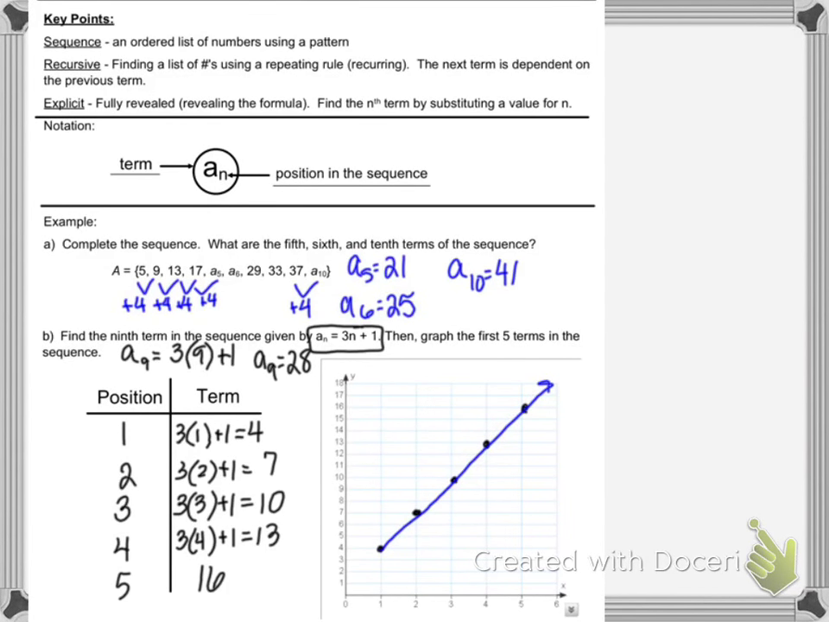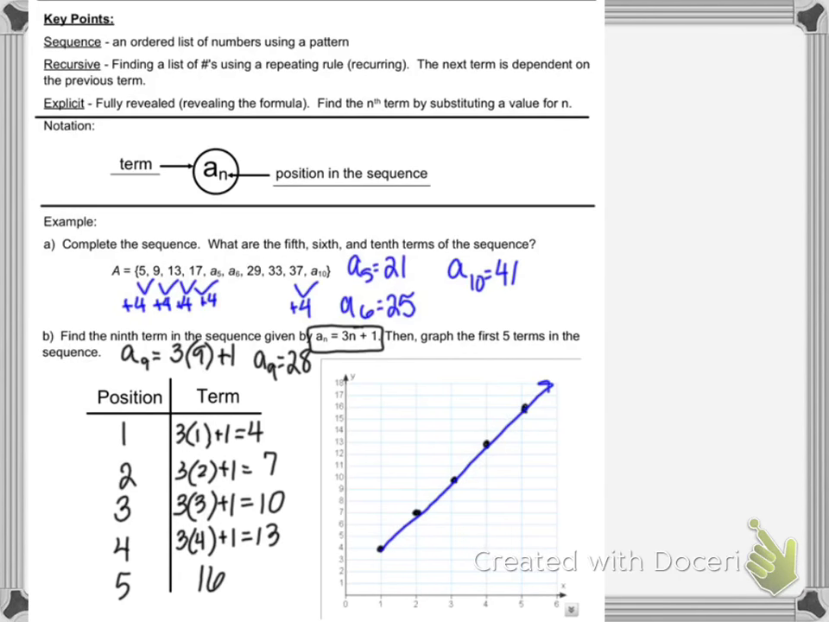Alright guys, today we're going to look at sequences, geometric and arithmetic. We're going to mainly look at using the explicit formula for these. There is also a recursive formula that you'll need to know for this. They both do the same thing, but it's just two different formulas that you may be asked about.